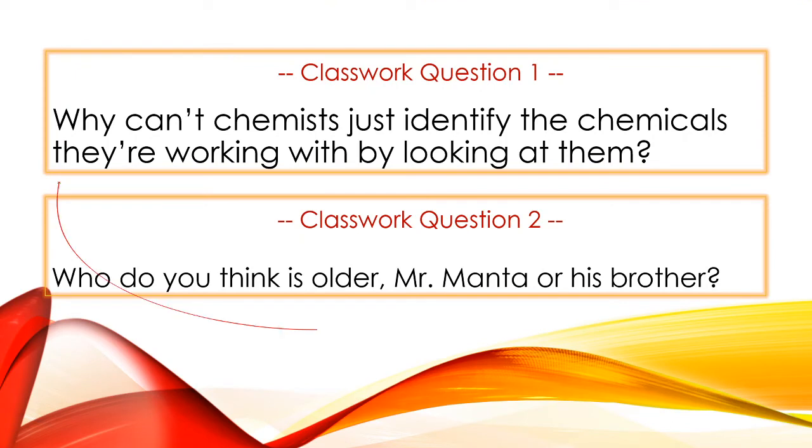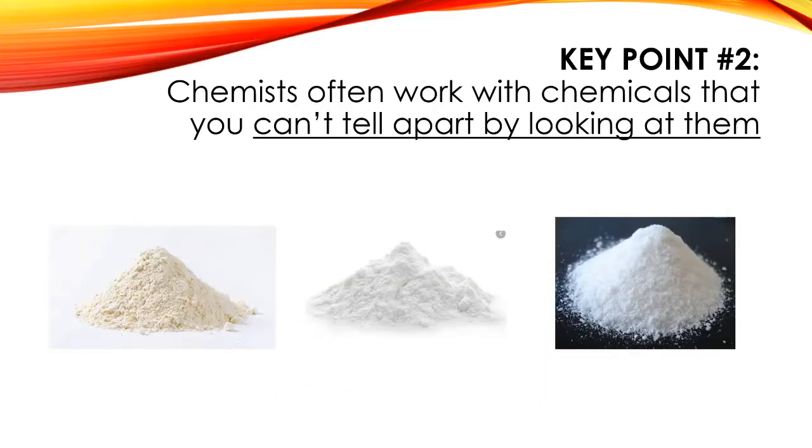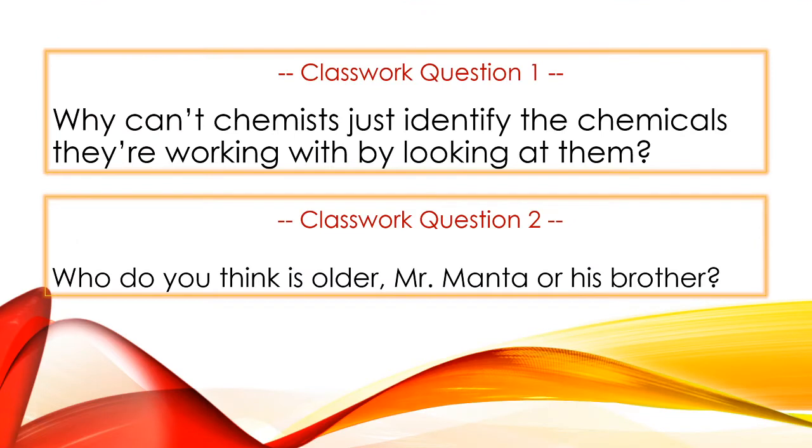I have 2 classwork questions at once for you, so go ahead and pause the video and answer these now. Why can't chemists just identify the chemicals they're working with by looking at them? Think about the pictures of these chemicals that we have been looking at earlier. Why can't you just look at those and tell them apart? Why do you have to think about properties? And second question, who do you think is older, Mr. Manta or my brother? Pause the video and answer these 2 classwork questions now.